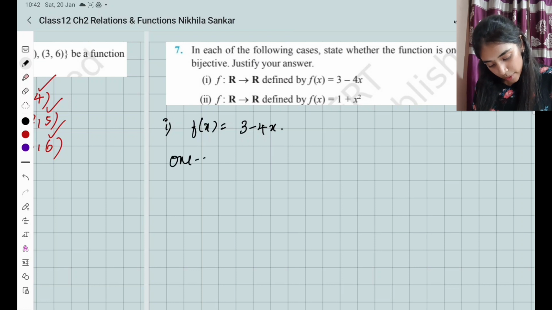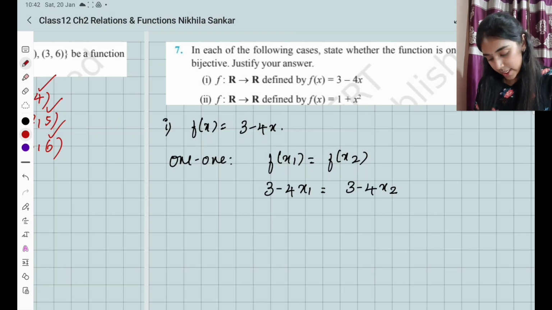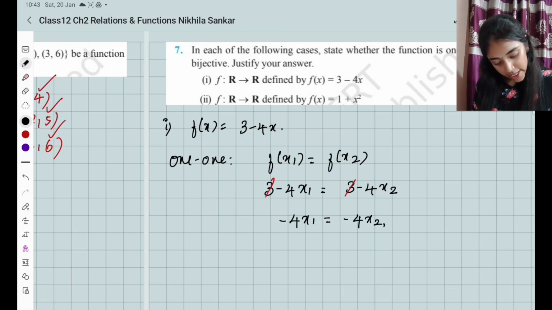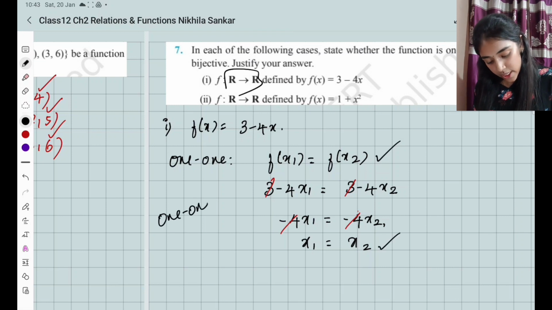So, how will we prove one-one? For one-one you have f of x1 equals f of x2. So, you have 3 minus 4x1 equals 3 minus 4x2. So, I can cancel the 3 and the 3. What am I left with? I have minus 4x1 equals minus 4x2. So, I can cancel the minus 4 and the minus 4. I'll be left with x1 equals x2. It is from R to R. So, f of x1 equals f of x2 gives x1 equals x2. So, the condition is satisfied, it is one-one.